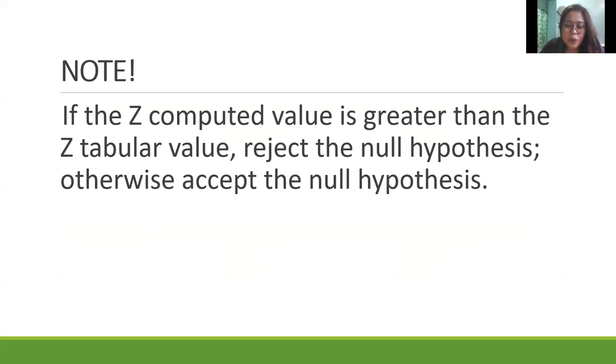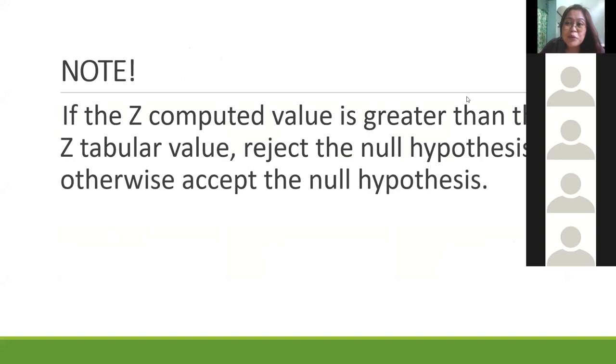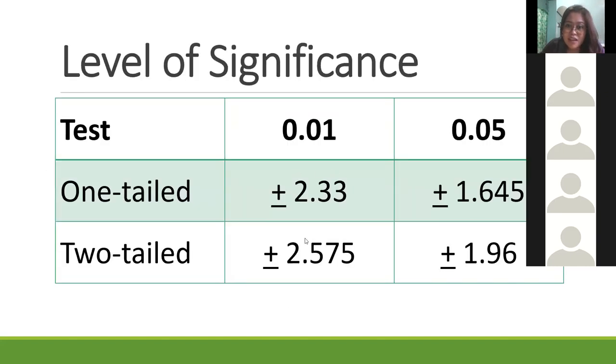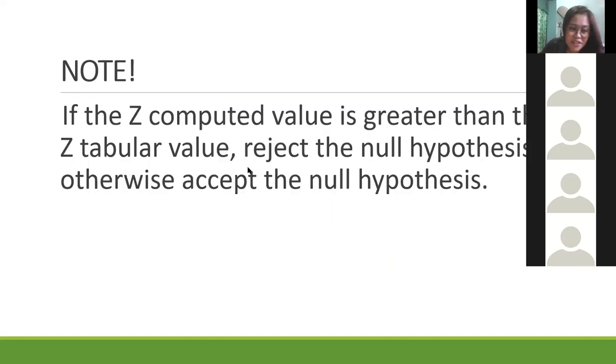And take note of this. This is our decision rule. If the z computed value, take note ha, kay maghimo tag conclusion ani whether to accept or reject our hypothesis. If the z computed value is greater, mas dako imuhang na-compute na z value or z score compared to the z tabular value, mao ni mga tabular value class ha, kaning mga numbers na ni. Pag mas dako si z-score na na-compute kaysa sa score na naa sa table, you have to reject the null hypothesis. Meaning, dili tinuod, dili tama imong null hypothesis, so you have to reject it. Otherwise, kung mas dako si tabular value kaysa sa computed value, then you have to accept your null hypothesis.